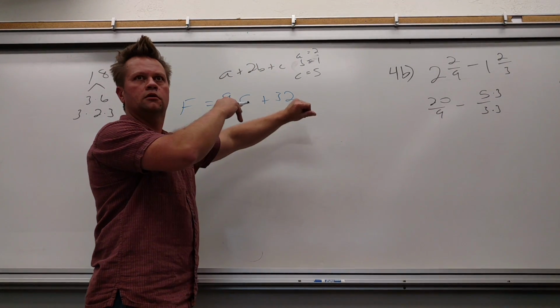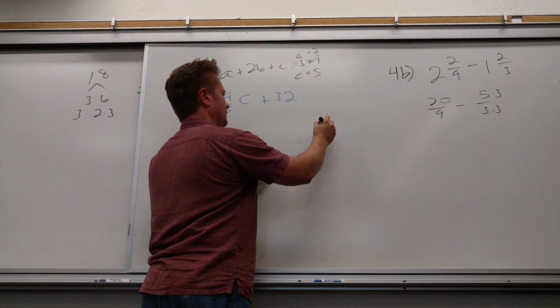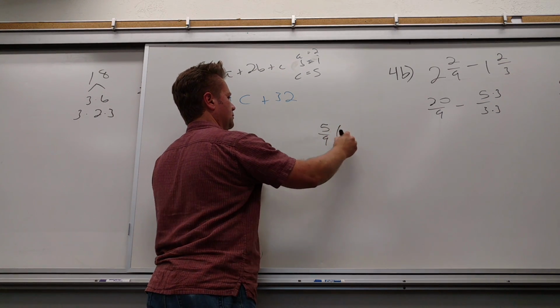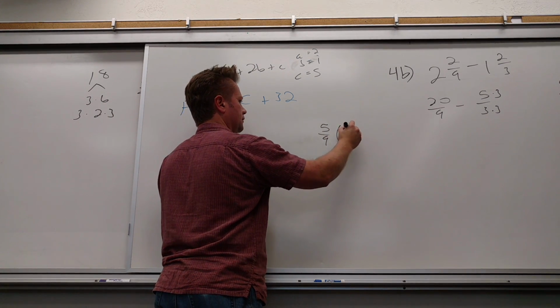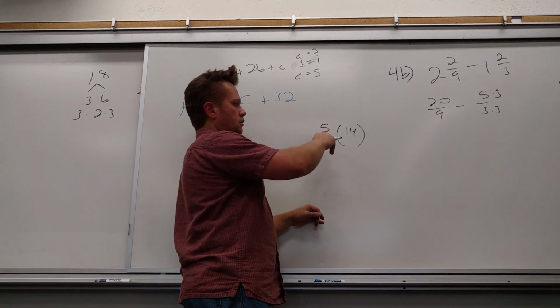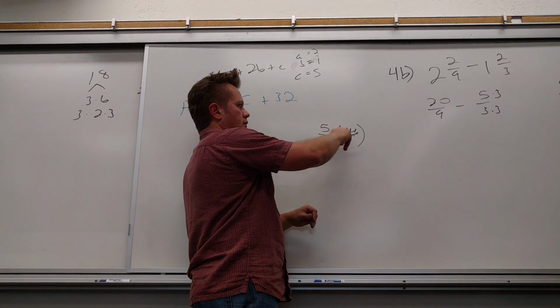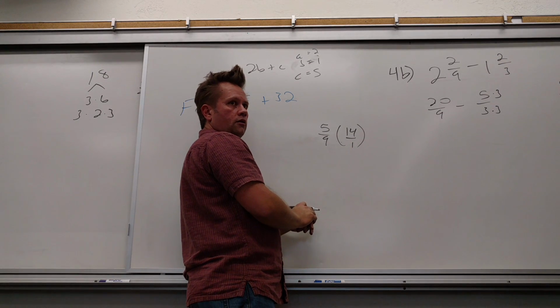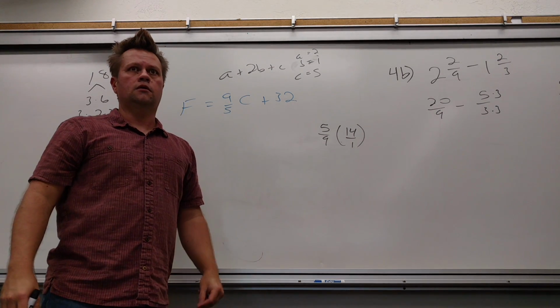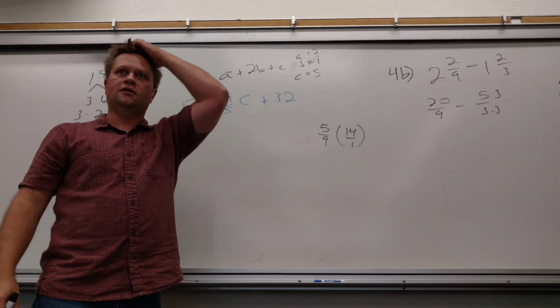Where are we at? Which one are we looking at? The one I just erased? What was it? 5/9 times something, right? 14 or whatever. So I said, can we multiply by the 5 and then divide by 9? Of course. That's it? It works. Of course. Okay.